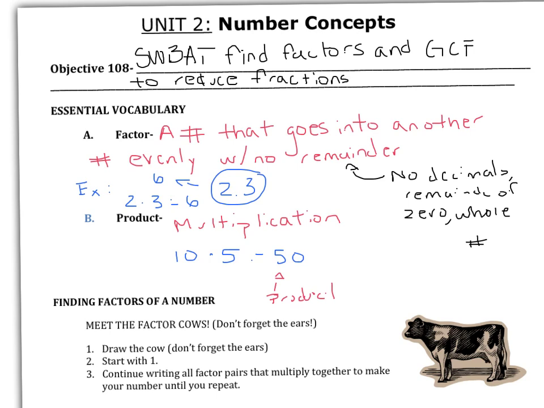And 10 and 5 are both factors. So we multiply the factors to get our product 50. So 10 and 5 are factors of 50. Okay, if you need to pause the video and copy down any notes, this is the time to do it. We're going to get into the objective and what we're actually going to learn today.